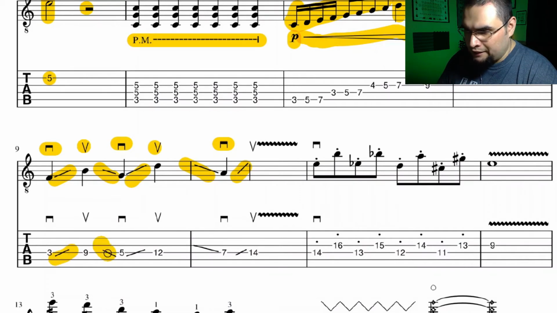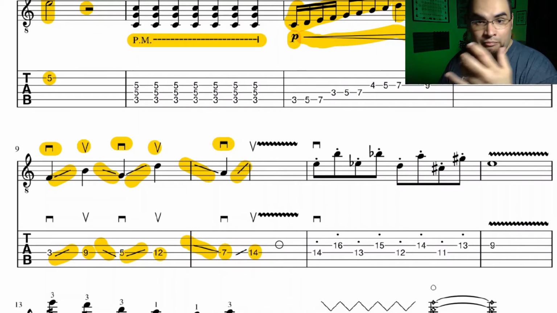So these lines are telling us that we need to slide. So in this case, this note here, the 3, you're going to slide up to fret 9. And then you're going to slide to fret 5. And then you're going to slide to fret 12. And then you're going to slide to fret 7. And then slide to fret 8. So it's sliding back and forth.